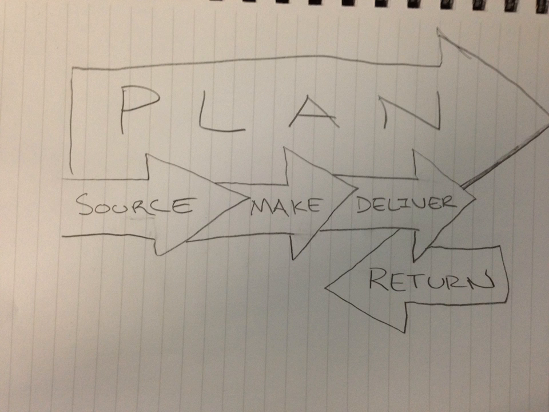SCOR uses a common notation for each of these. For example, source would be used as an S, make an M, deliver a D in notation of the processes that one uses.